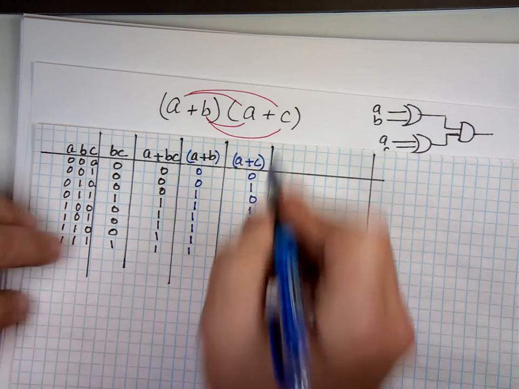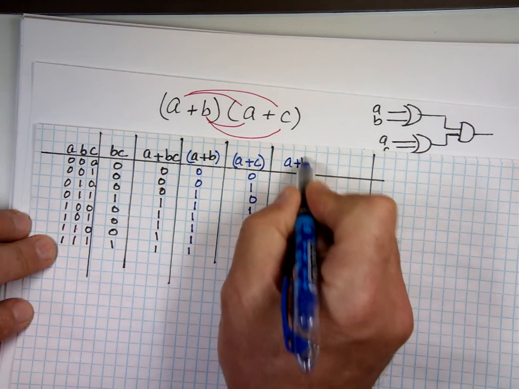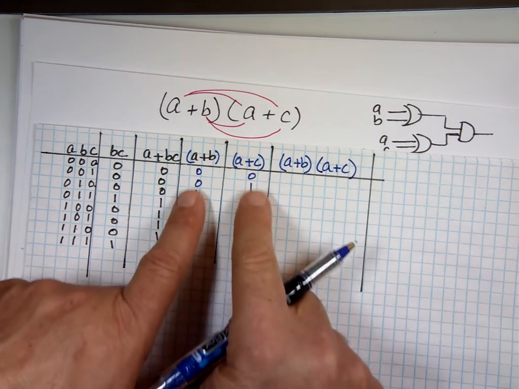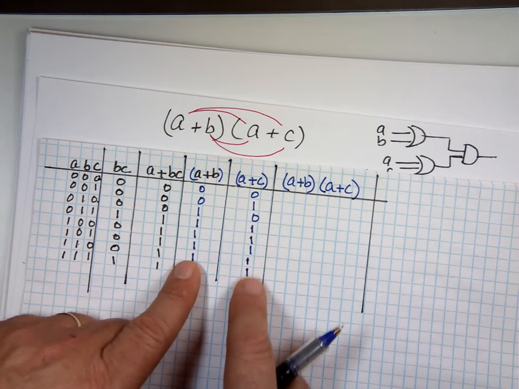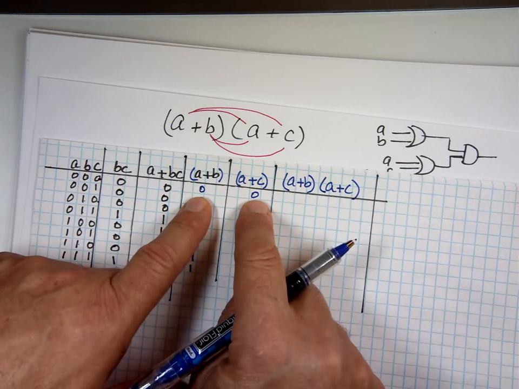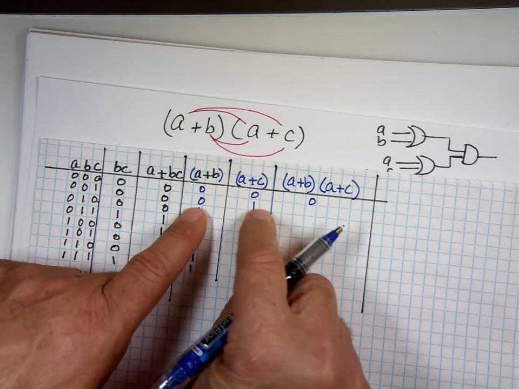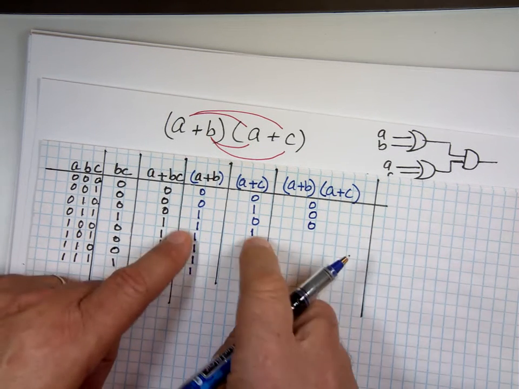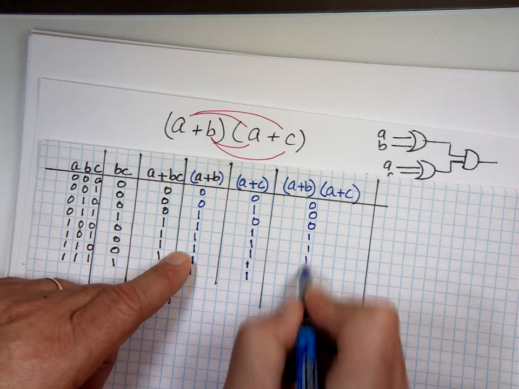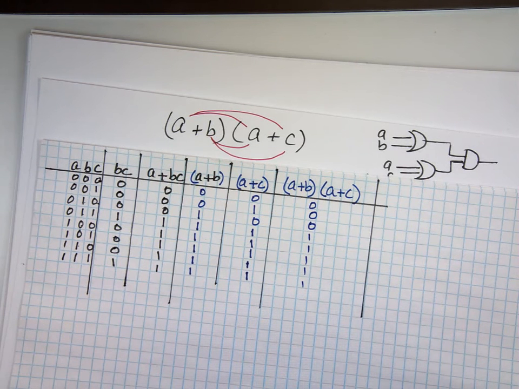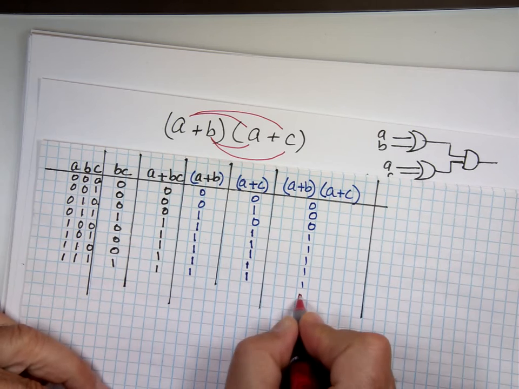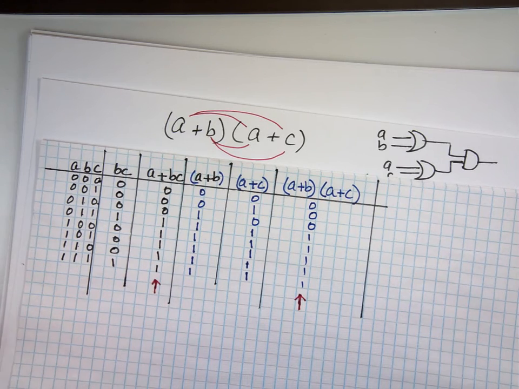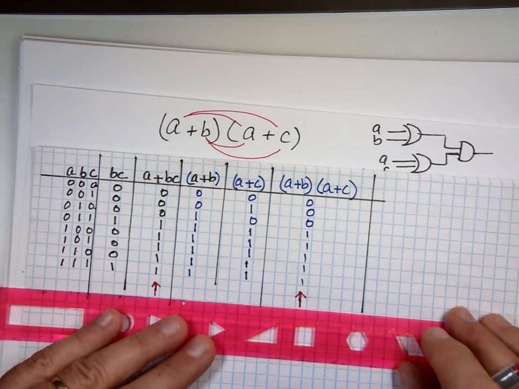Now let me find A plus B multiplied by A plus C. That's this column with this column, and, not or. What is 0 and 0? 0. 0 and 1? 0. 1 and 0? 0. And the rest all 1 and 1, which is 1. Now compare this one to this one. Are they the same? Yes, it's the same output.